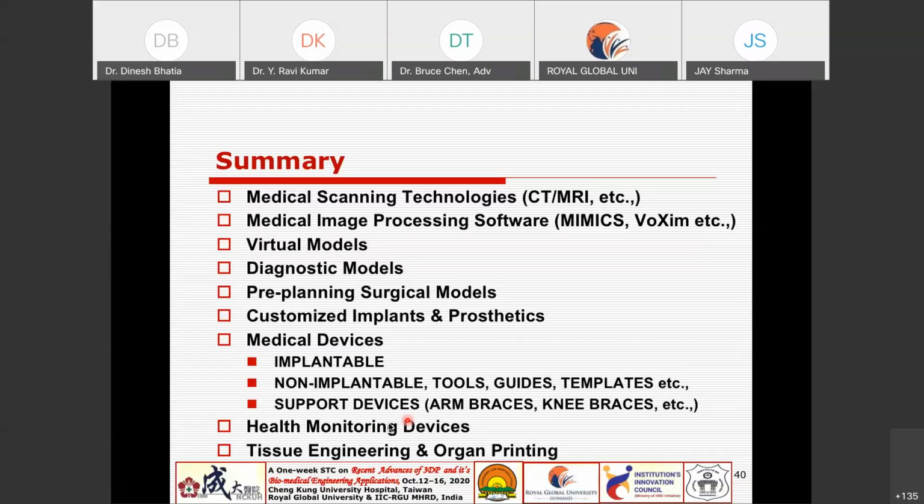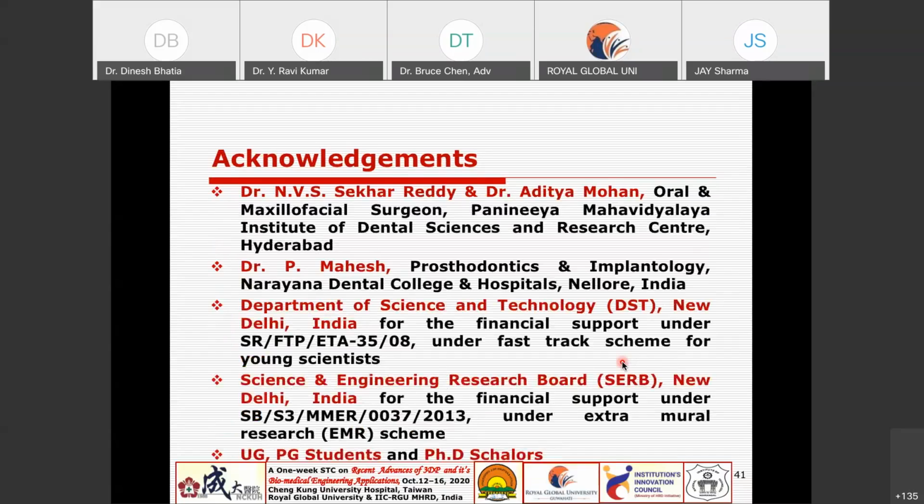You can very well adapt the 3D printing for health monitoring devices also, and tissue engineering, and finally the organ printing. So that's what we have discussed.